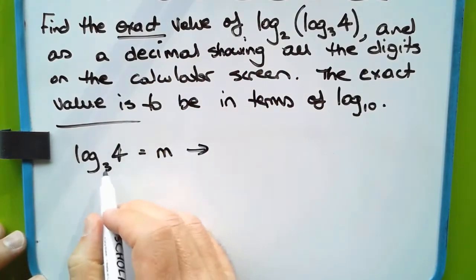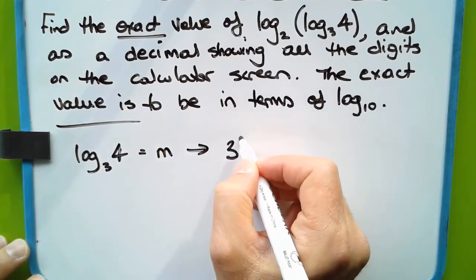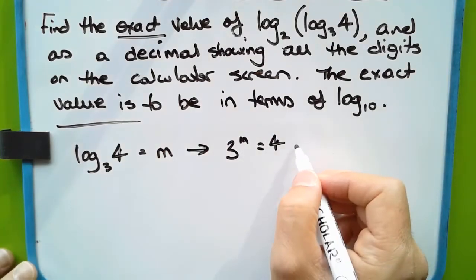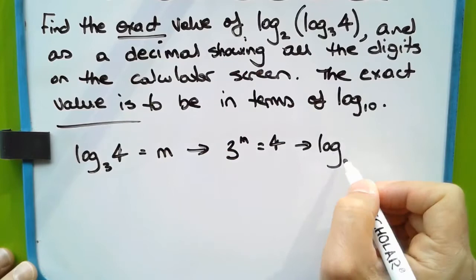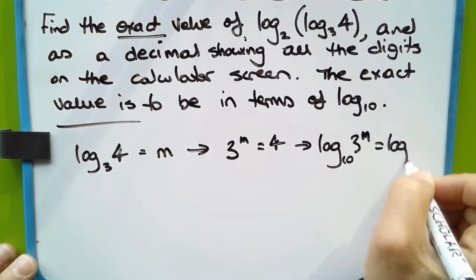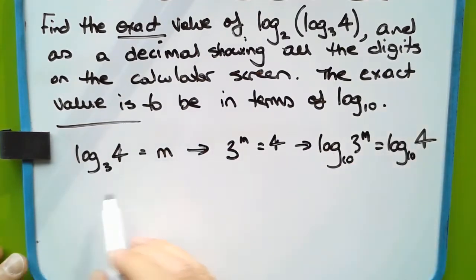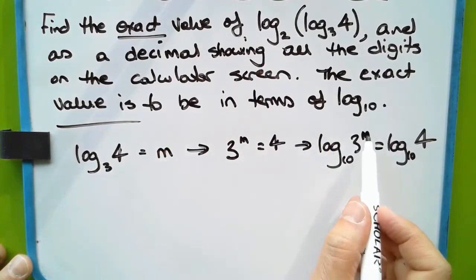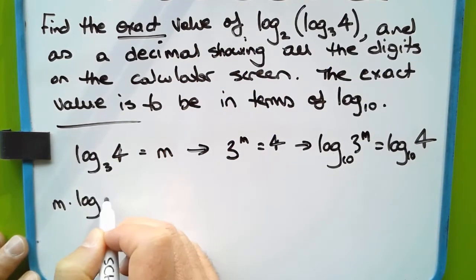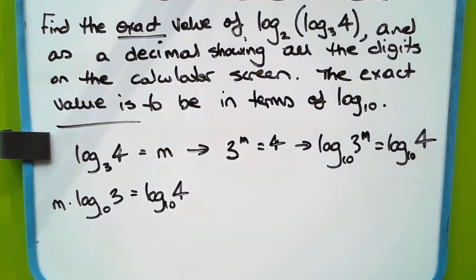Rewriting this equation in exponential form, we have 3 to the power of m is equal to 4. Now if we take the log of both sides, log base 10, 3 to the power of m is equal to log base 10 of 4. Moving on to the next line, log law number 3 states that the m can move out to the front. So m times log base 10 of 3 is equal to log base 10 of 4.